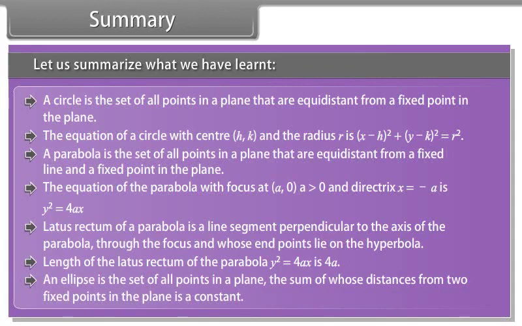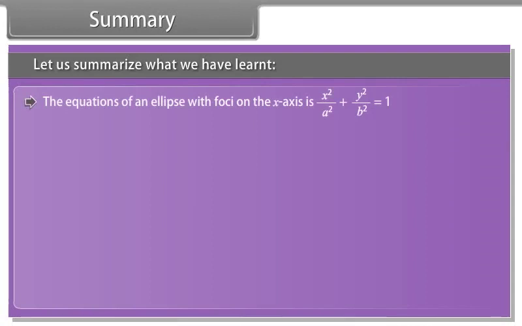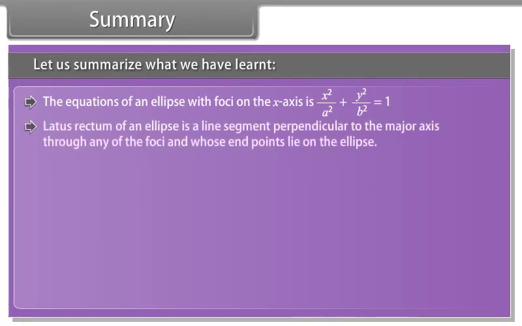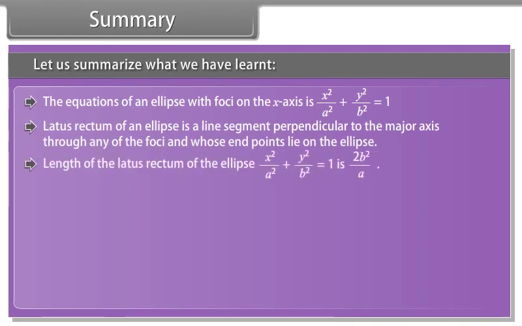An ellipse is the set of all points in a plane, the sum of whose distances from two fixed points in the plane is a constant. The equation of an ellipse with foci on the x-axis is x square upon a square plus y square upon b square is equal to 1. Latus rectum of an ellipse is a line segment perpendicular to the major axis through any of the foci and whose endpoints lie on the ellipse. Length of a latus rectum of the ellipse x square by a square plus y square by b square is equal to 1 is 2b square by a.